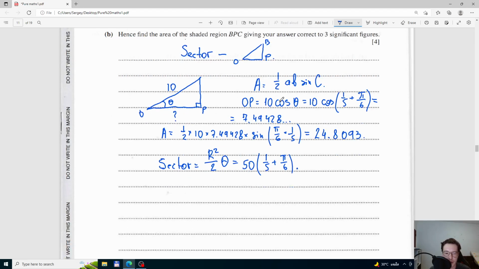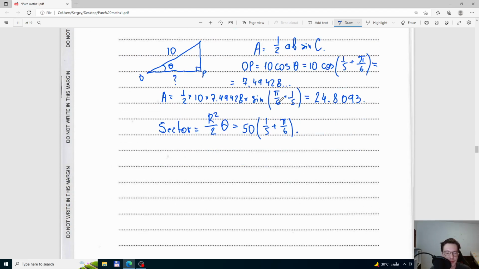Okay, now find the difference. So the sector minus the triangle will actually give us the answer. I got 11.37, correct to 3 significant figures, that's going to be 11.4. Okay, next question.